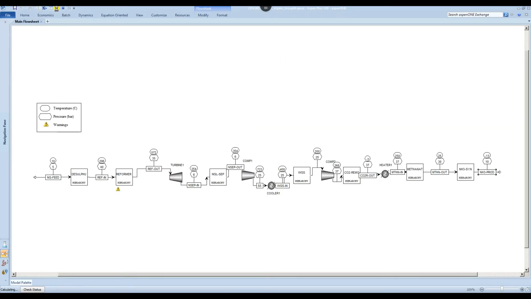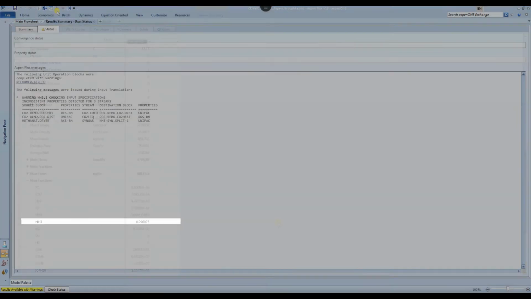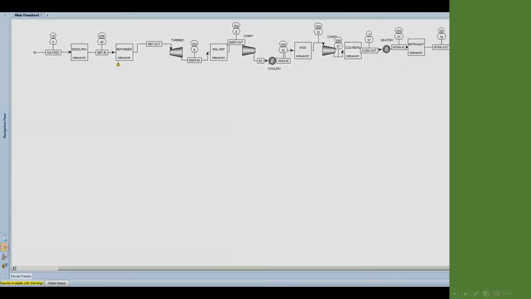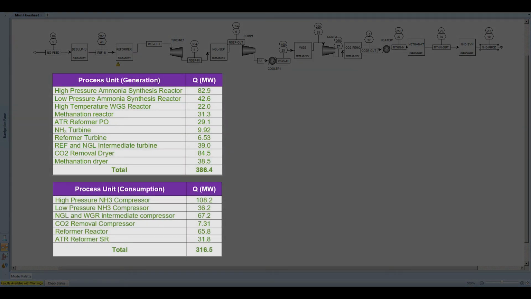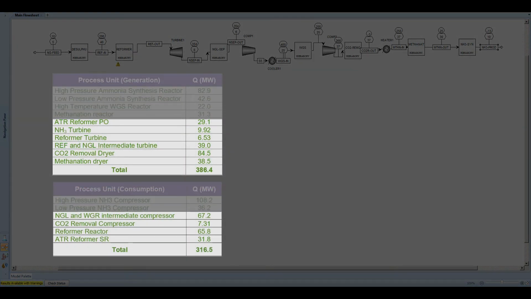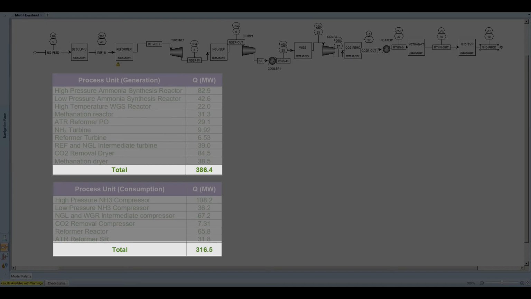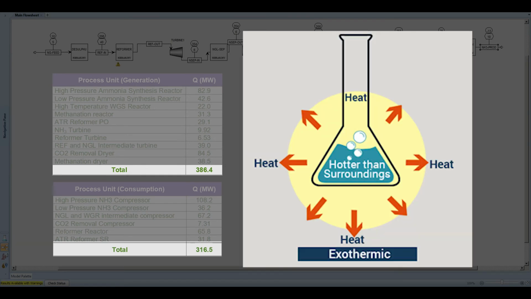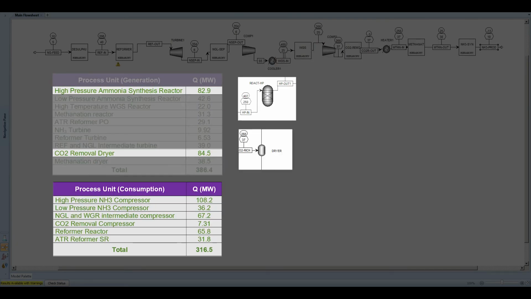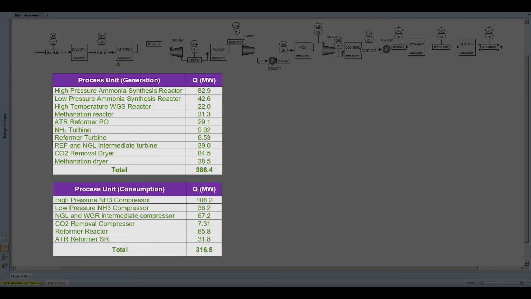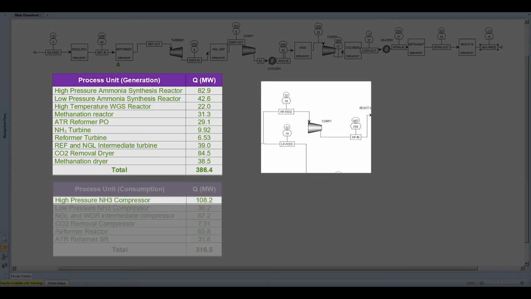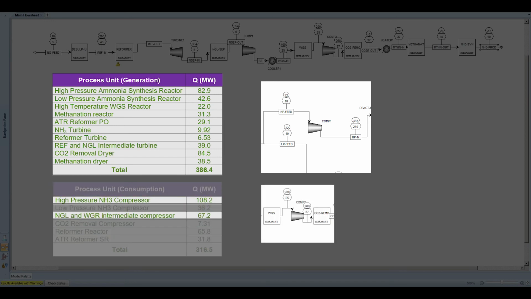Our simulation converges with the warning at the reformer stage as mentioned. The process meets all requirements. The following table shows the process units which consume or generate energy. The total heat generation is 70 megawatts more than the heat consumed. This is expected as all reactions besides that in the reformer are exothermic. Ammonia synthesis reactor and CO2 removal dryer are the highest heat generating units at 82.9 and 84.5 megawatts respectively, whereas the high-pressure ammonia synthesis compressor consumes 108.2 megawatts and the WGR compressor consumes 67.2.